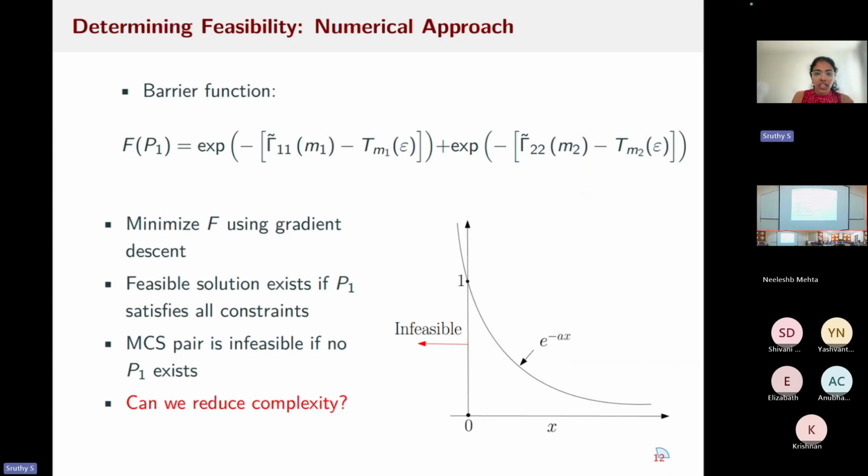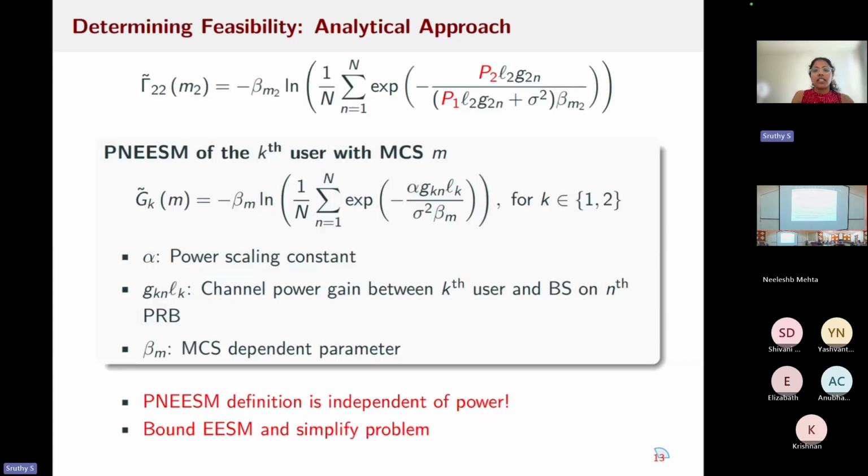But here, for each modulation and coding scheme pair, we have to do this gradient descent. So the natural question here is, can we reduce the complexity? For that, we are using an analytical approach. For that, let's remember the effective SINR expression for the far user, this user 2. We can see that the effective SINR is non-linear in powers P1 and P2. So the motivation is, can we take this P1 and P2 outside this equation and construct the block error rate constraint linear in powers P1 and P2? Then we can easily solve and find the optimal MCS.